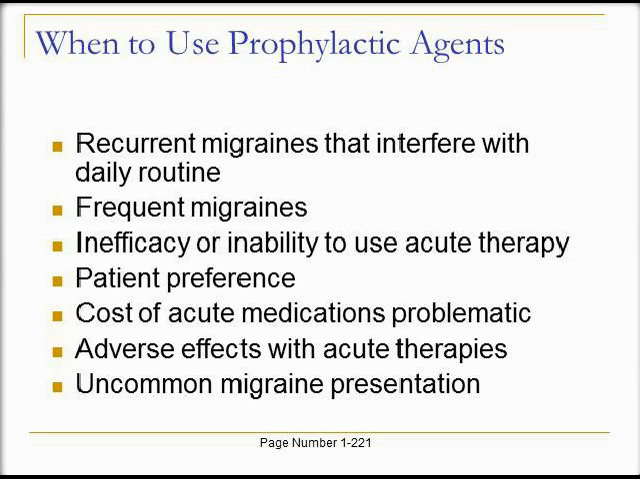If you have somebody who has recurrent headaches that interfere with their daily routine, they would be a candidate. If you have someone with frequent migraines, and that's usually considered more than twice a month, so again, one of those nebulous words like frequent, in this case twice a month. If they can't use any acute therapy, maybe they have contraindications to one of the triptans, something like that, then prophylaxis becomes even more important.